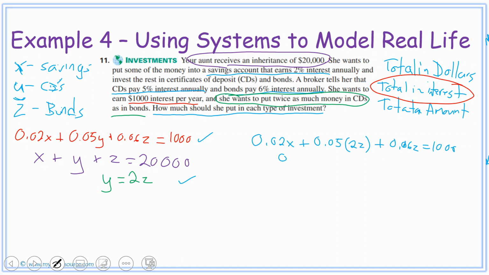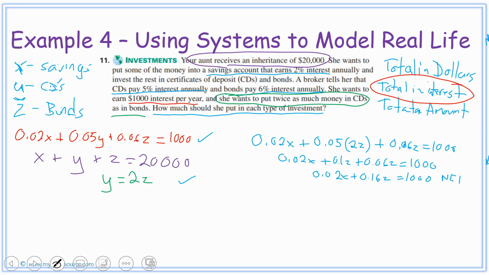If we simplify that, we're going to have 0.02x plus, well, 0.05 times 2. Well, that's going to give, think of that as 5 cents. If I have 5 cents times 2, I'm going to end up with 10 cents, or 0.1, sorry. z plus 0.06z equals 1,000. Right, we can add up our like terms there. So we're going to have 0.02x plus, well, 0.1 plus 0.06 is going to give us 0.16z equals 1,000. All right, so we have our new equation 1.